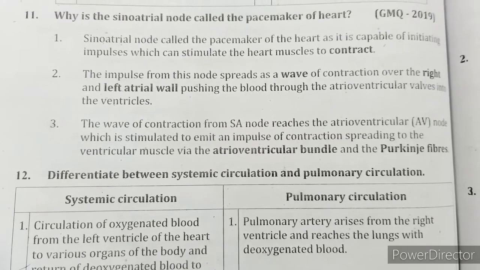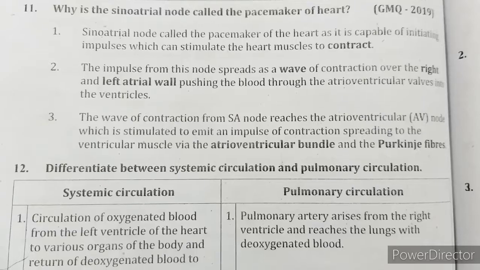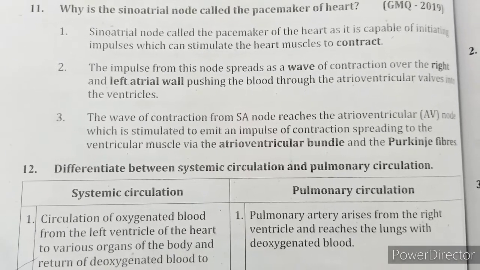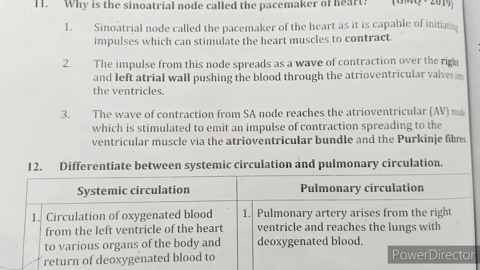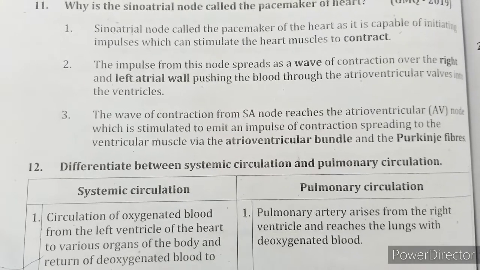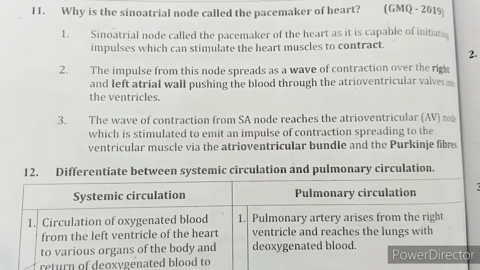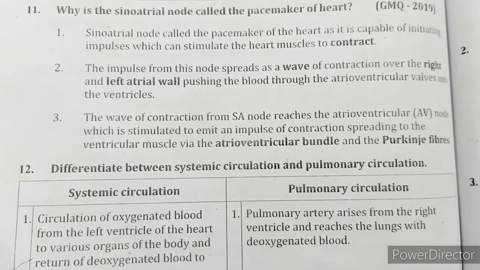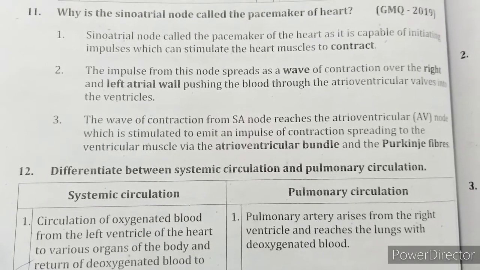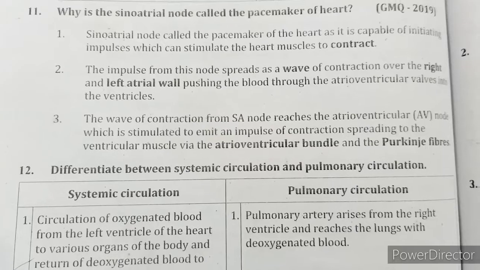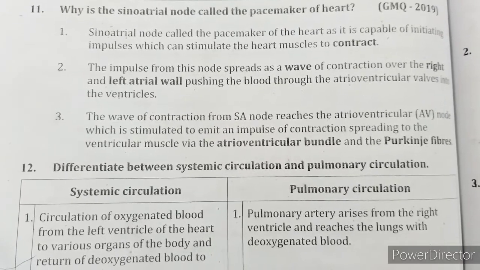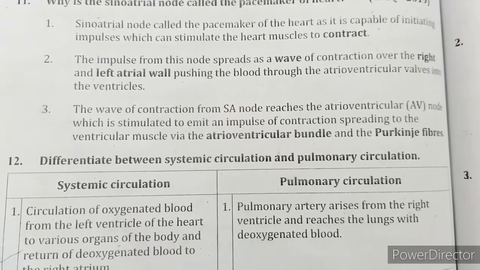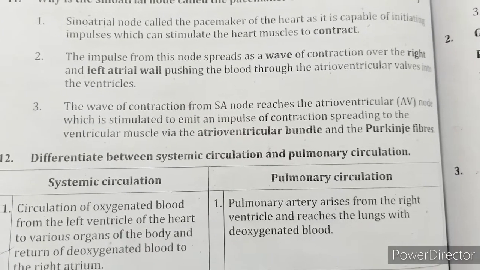The impulse from this node spreads as a wave of contraction over the right and left atrial walls, pushing the blood through the atrioventricular valves into the ventricles. The wave of contraction from the SA node reaches the atrioventricular AV node, which is stimulated to emit an impulse of contraction spreading to the ventricular muscle via the atrioventricular bundle and the Purkinje fibers.